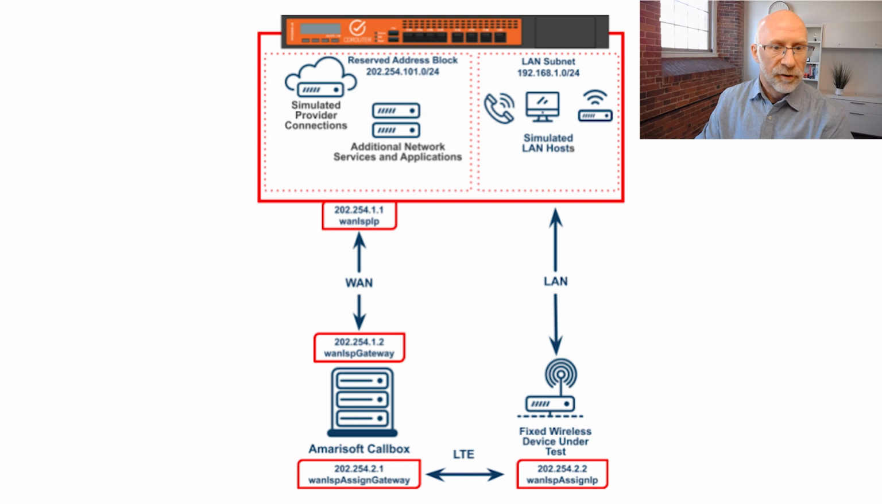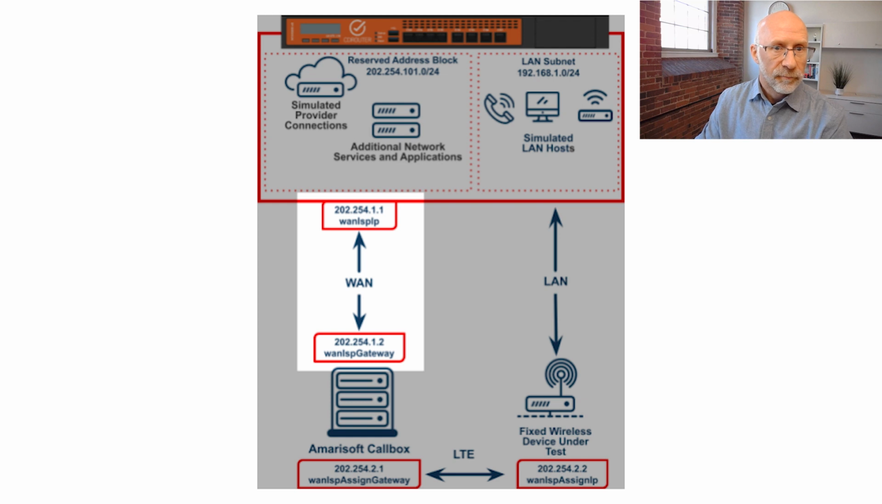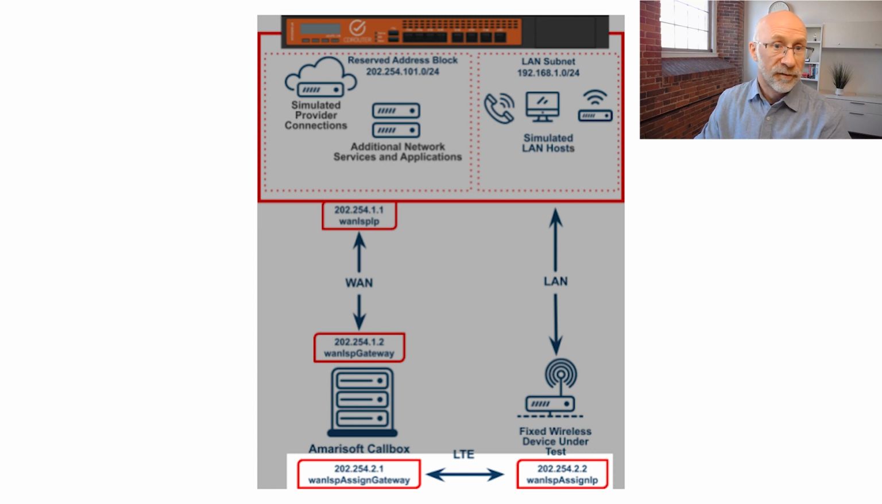If we move to a routed setup, now the Callbox is acting as a gateway between the DUT and CDRouter's WAN interface. And so we need to add the WAN ISP gateway test var to your CDRouter config. That tells CDRouter that it needs to use the Callbox as a gateway in order to reach the device under test. That's identified by the WAN ISP gateway test var, and it's got the same IP subnet as CDRouter's WAN interface. In addition, the WAN ISP assign IP is going to have to change to be on a different IP subnet.